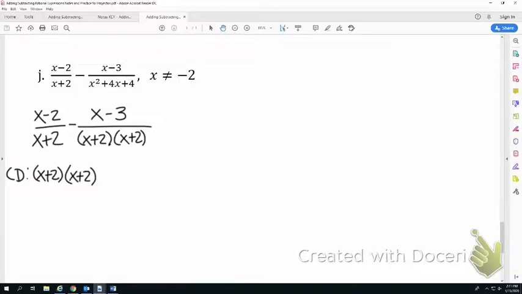So if I go along the denominators right here, I've got that first x plus 2. That only takes care of one of these over here. Okay? I still have to account for that second x plus 2 in my common denominator. So now that you know what the common denominator needs to be, I want you to finish this problem. From this point on, it's not very difficult.